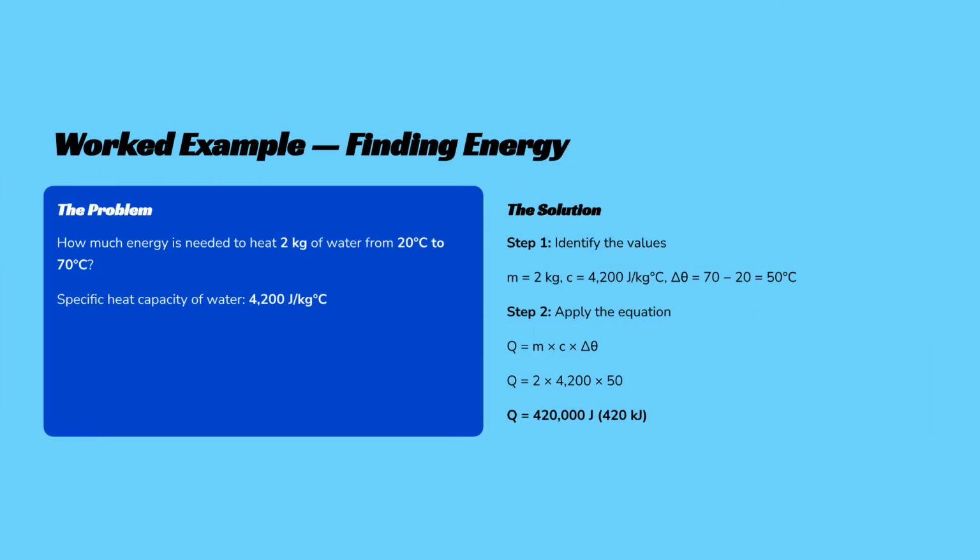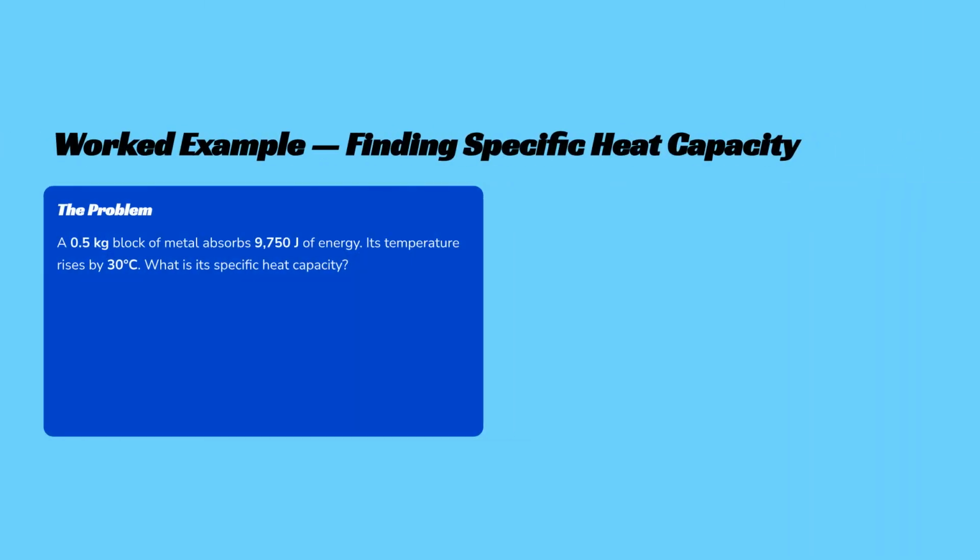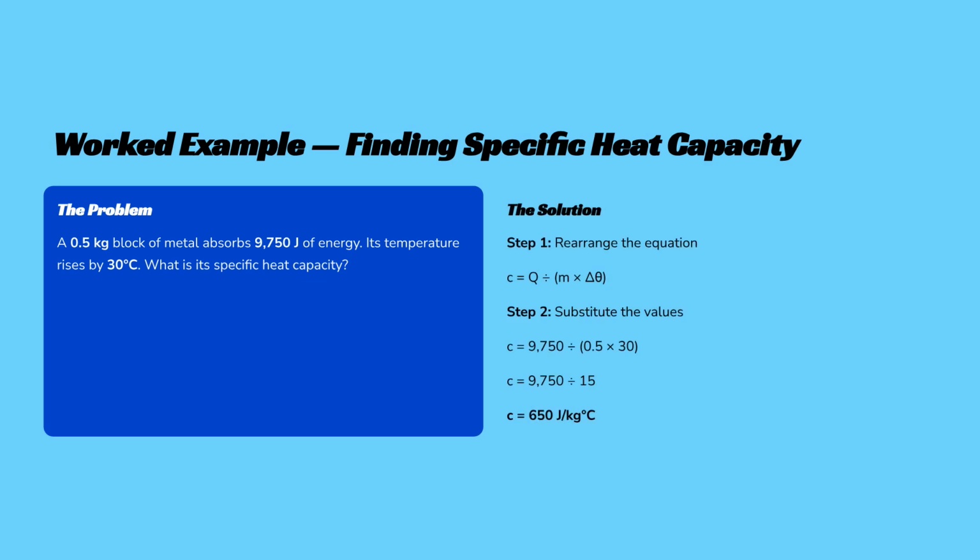To find the energy needed to heat 2 kilograms of water from 20 to 70 degrees, we identify our values and apply the equation. By multiplying 2 kilograms by 4,200 and the 50-degree temperature change, we find we need 420,000 joules. For our next example, we need to find the specific heat capacity of a metal block. We rearrange the equation to isolate C, substituting the energy of 9,750 joules, the mass of 0.5 kilograms, and a 30-degree temperature rise gives us a specific heat capacity of 650 joules per kilogram degree Celsius.